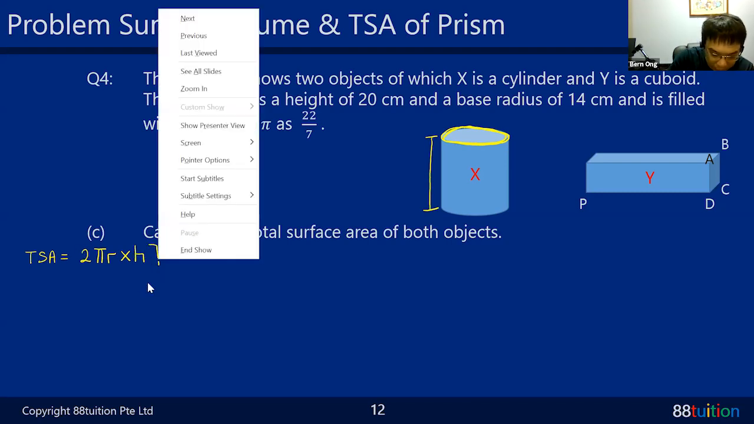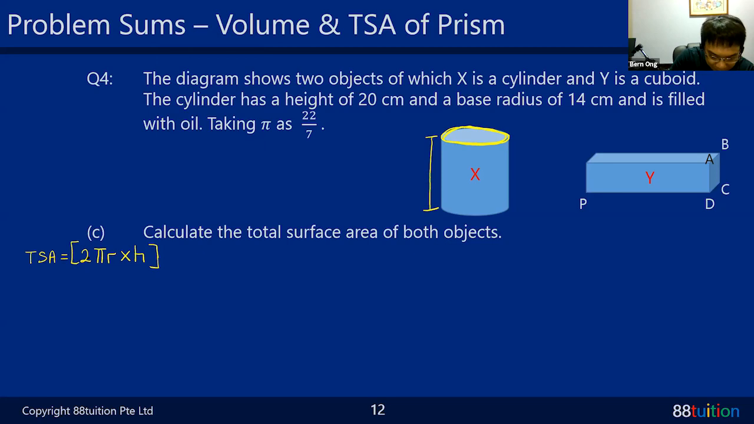Then do what? Plus 2 area of the cross section, which is the top and the bottom. And on top is a circle, so it's times 2 pi r square. Can you see now? Isn't this a formula for total surface area of cylinder?